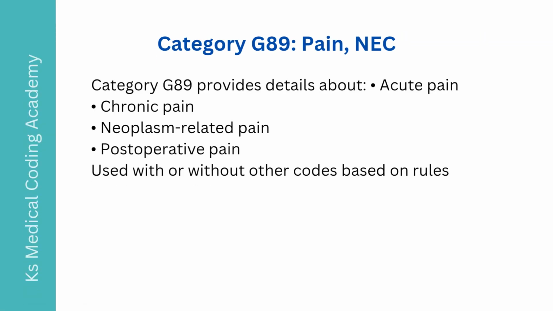Category G89 overview. Category G89 is used for pain not elsewhere classified. It provides information about acute pain, chronic pain, neoplasm-related pain, and postoperative pain. G89 codes may be used alone or with other codes, depending on the situation.